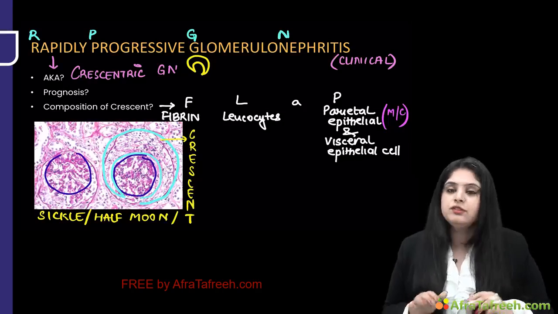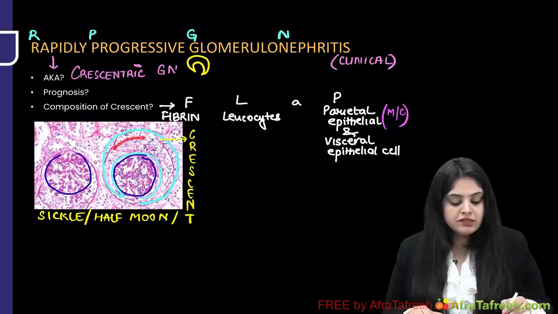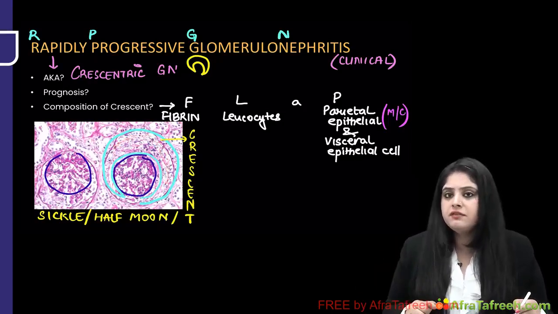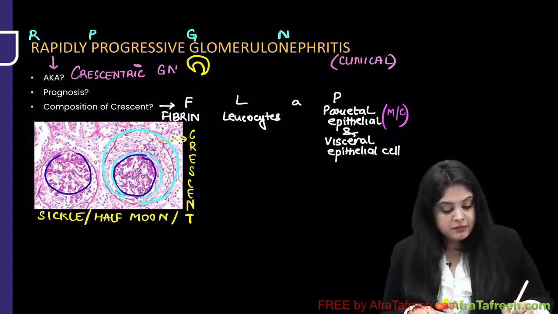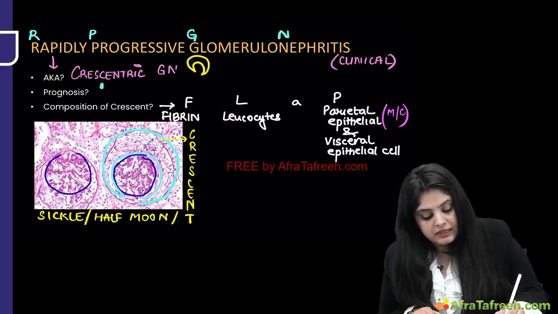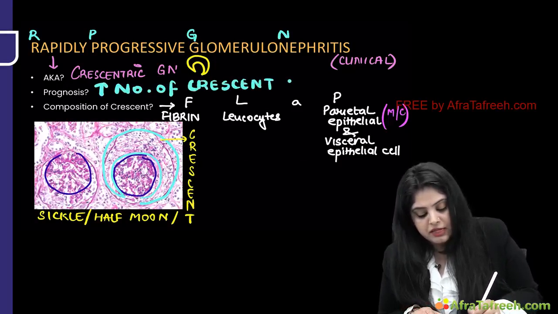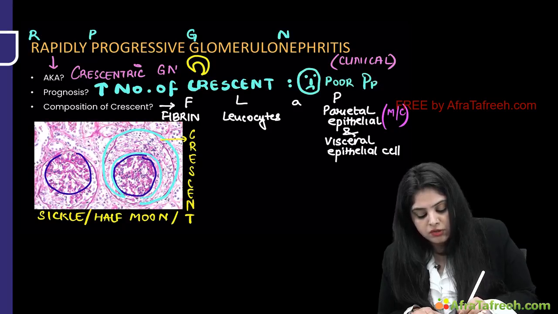Having said that, this is all pathology. You say you are seeing one crescent. I say no, I am seeing 5 crescents. Is that going to make any difference for the patient? Yes. Please remember that an increase in the number of crescents means that the patient is going to have a poor prognosis. It is very, very bad for the patient. It is going to be a poor prognostic category.